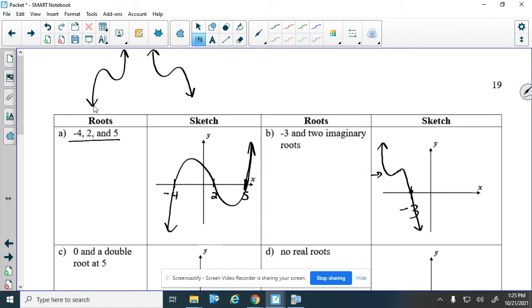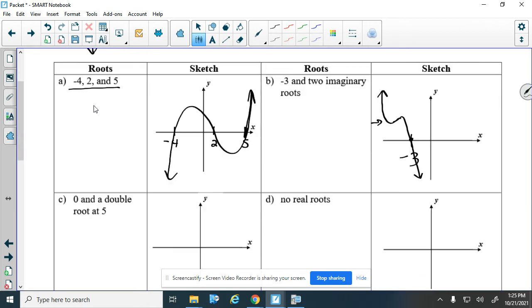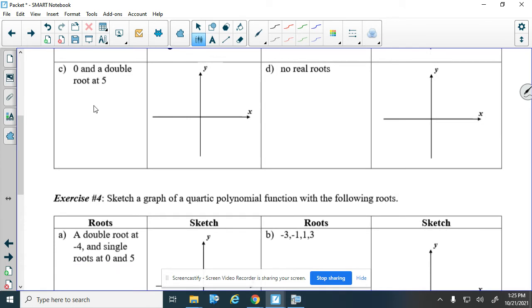The next one we're going to look at is 0, and also a double root at 5. So it's going to cross through at 0 and have a double root at 5. There's different ways to draw this one. I'm going to draw it this way. Okay, so double root at 5. So there's my 1, 2, 3 real roots because the double root counts twice.